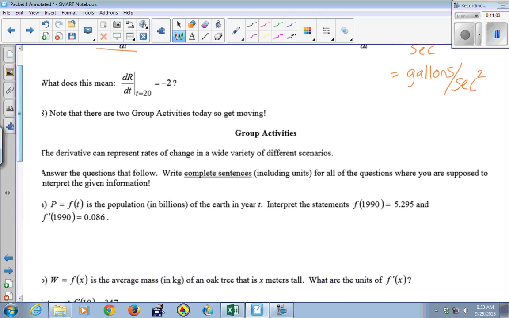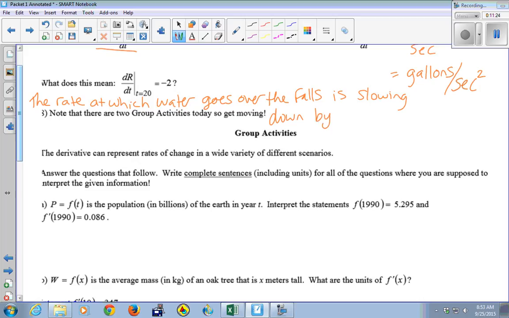Okay, so the rate at which water goes over the falls is slowing down by 2 gallons per second every second. Every second that passes, the water going over the waterfalls is slowing down by 2 gallons per second.